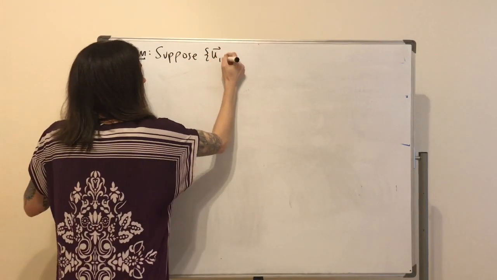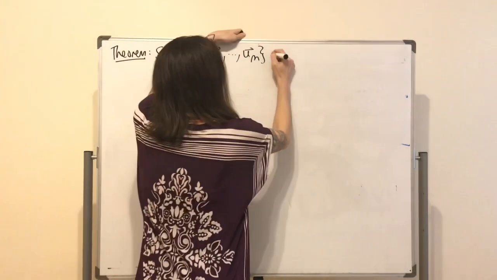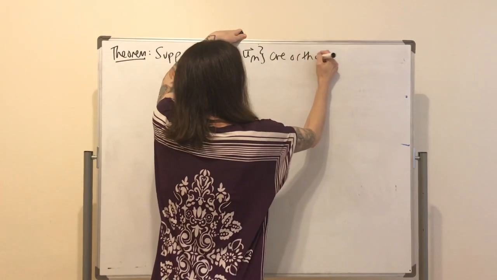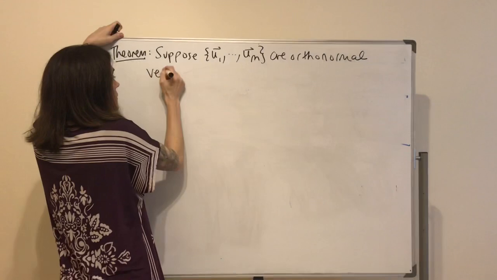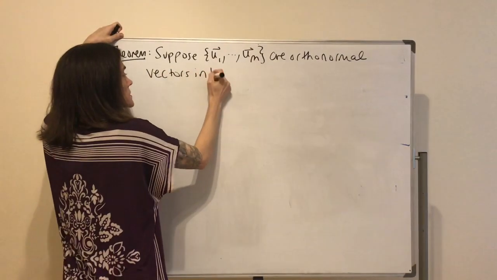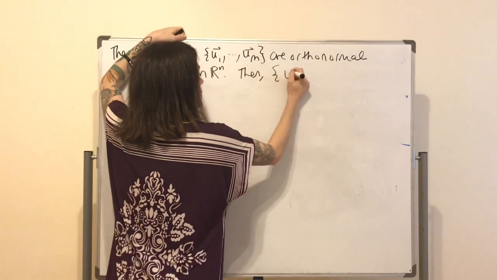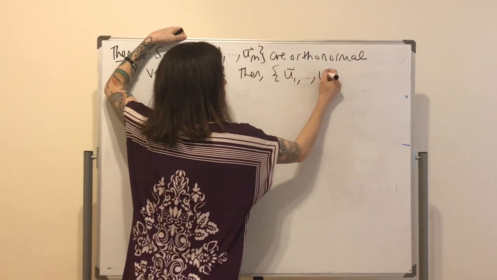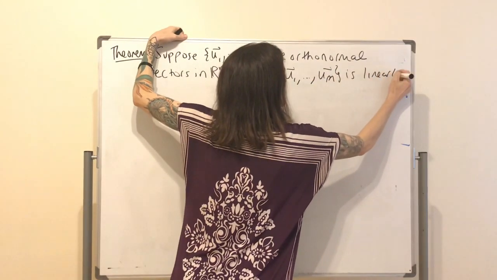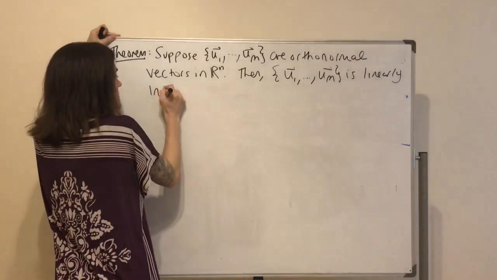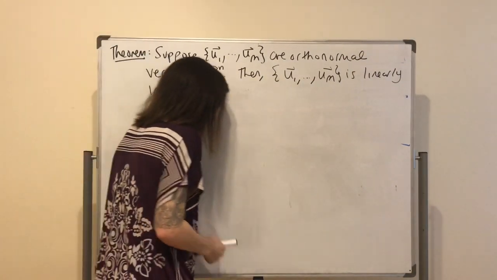Suppose we have u1 to um, and these are orthonormal vectors in Rn. Then this collection is linearly independent. And this I will prove, okay?